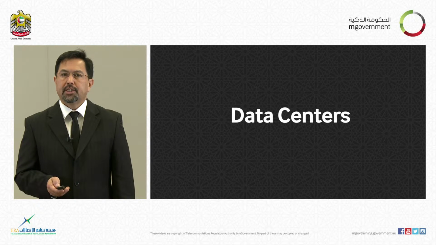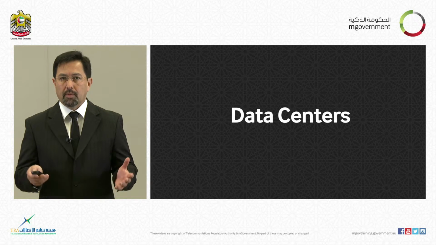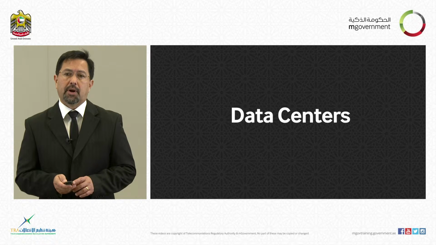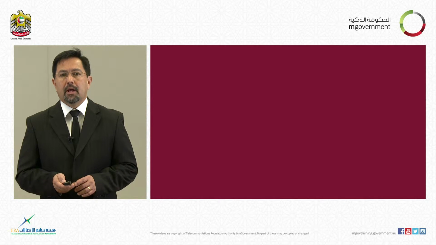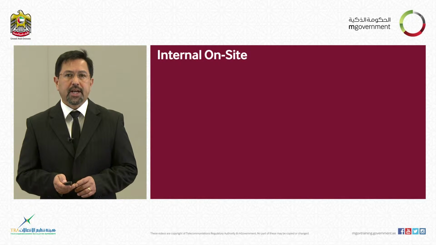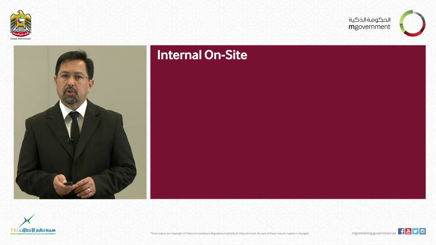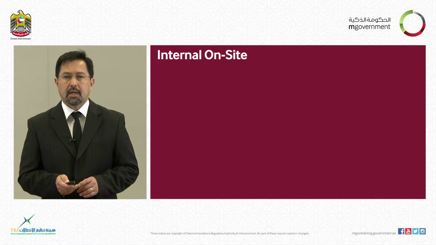This module is called Data Centers in Mobile. It's really about data centers, but within a mobile context and within the context of smart government. There are three types of data centers that we will define, starting with the first one called internal on-site.